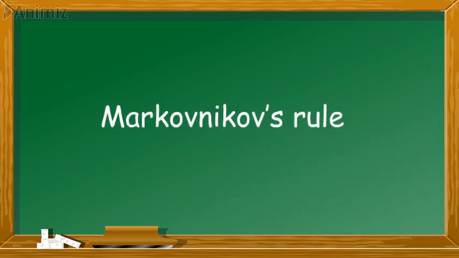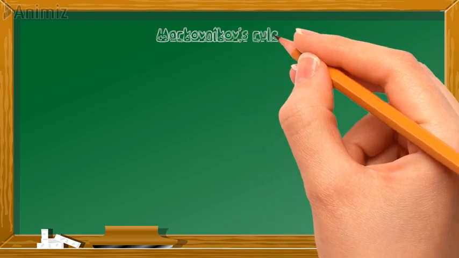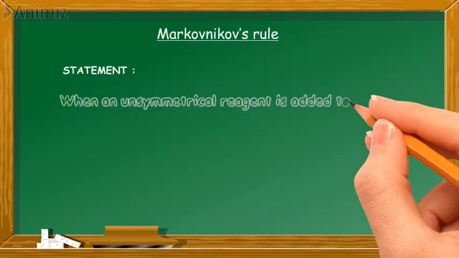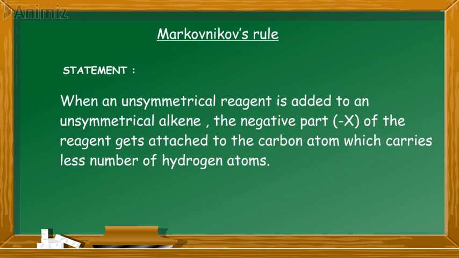Today's topic, Markovnikov's rule. Statement: when an unsymmetrical reagent is added to an unsymmetrical alkene, the negative part of the reagent gets attached to the carbon atom which carries less number of hydrogen atoms.